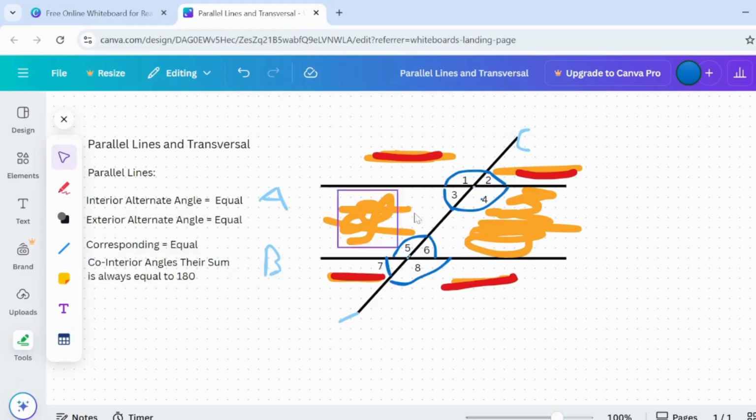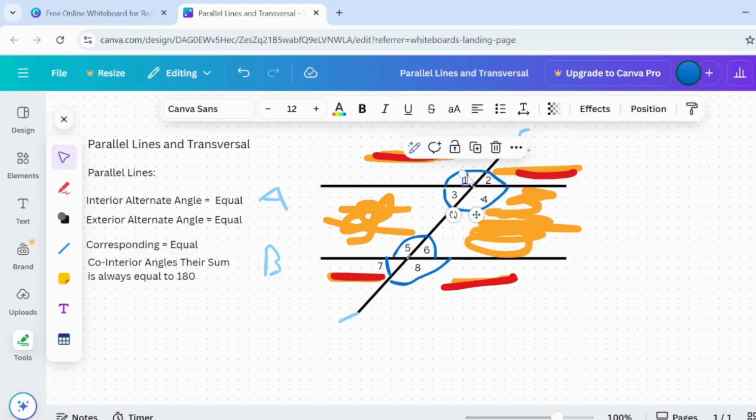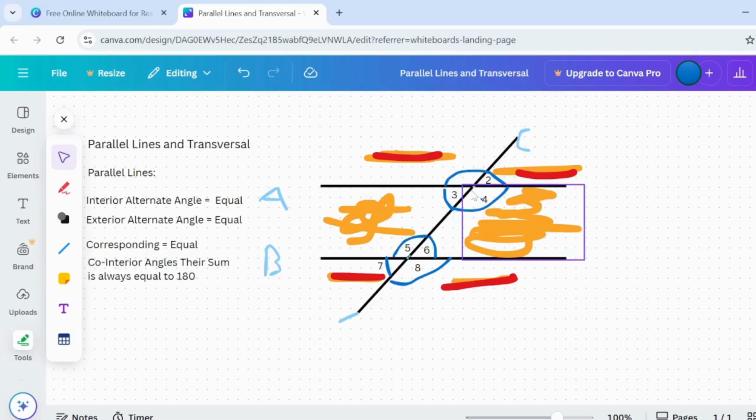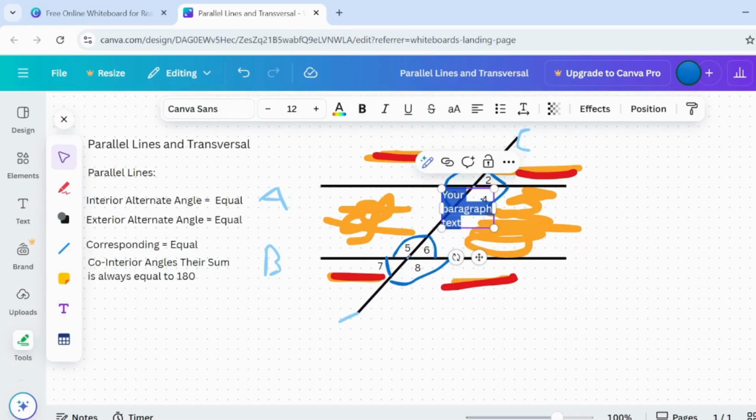So I hope you understood the types of angles. Now let's do a problem. Let's say angle 1 over here is 120 degrees. Let me keep it over here.